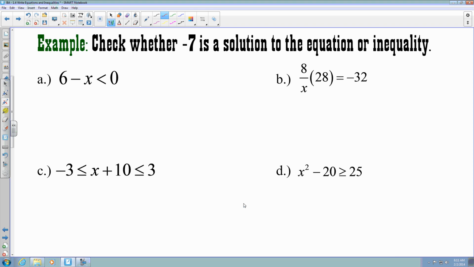So I got a. So what I'm going to do is replace that. So I got 6 minus, and I'm going to go parentheses, negative 7 is greater than 0. This is a cross the line, change the sign situation. So I got 6 plus 7, which is 13, and it's telling me it's less than 0. Is this a true statement? No, it is not. 13 is bigger than 0, so I'm going to say that this is not a solution.